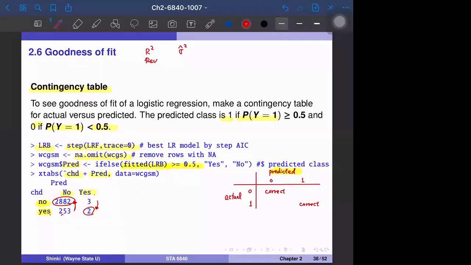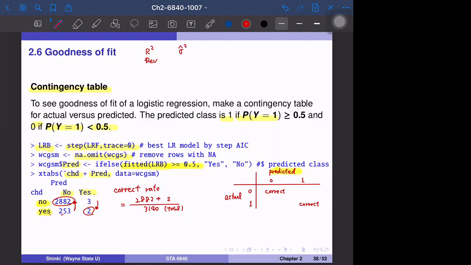If you want to further summarize this data, you can calculate the correct rate. The correct rate is correctly diagnosed individuals over total. The total is actually 3140. So this is about maybe 92.3%.